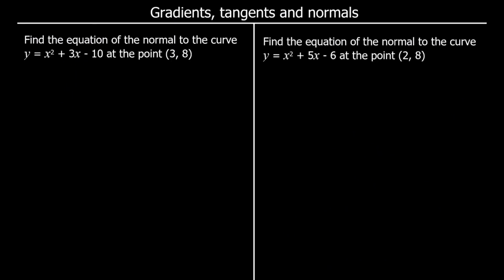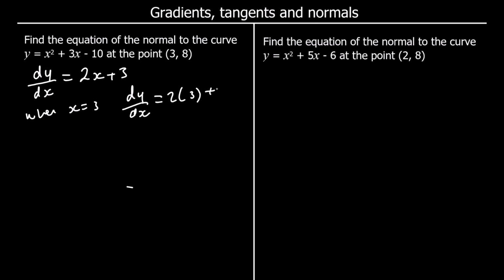Find the equation of the normal to the curve y equals x squared plus 3x minus 10 at the point (3, 8). So again, dy/dx, which is 2x plus 3. When x is 3, dy/dx is 2 threes plus another 3, which is 9. That's the gradient of the curve at that point. We want the perpendicular line. The normal is perpendicular, so the gradient is a negative reciprocal, minus 1/9.